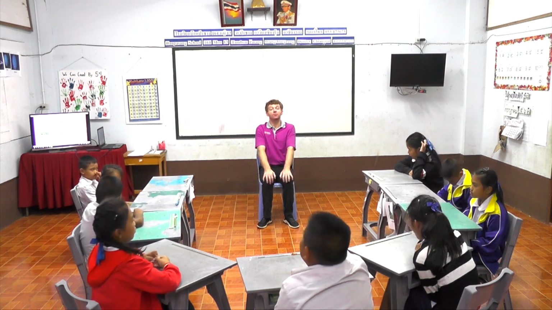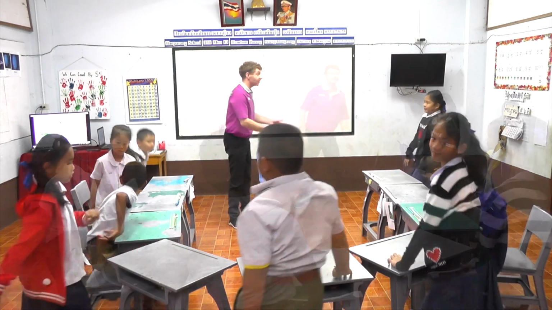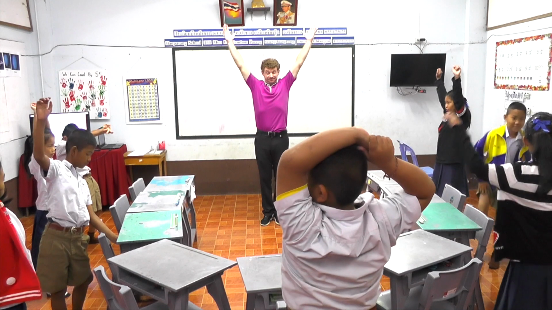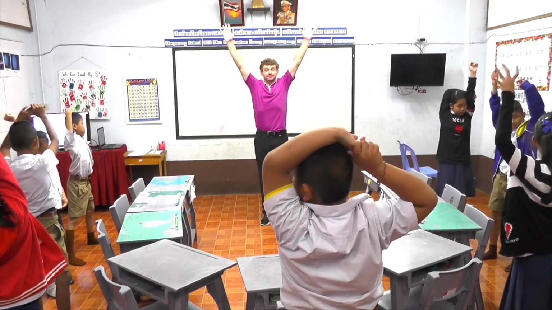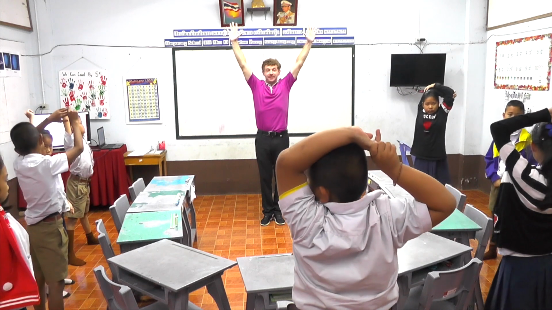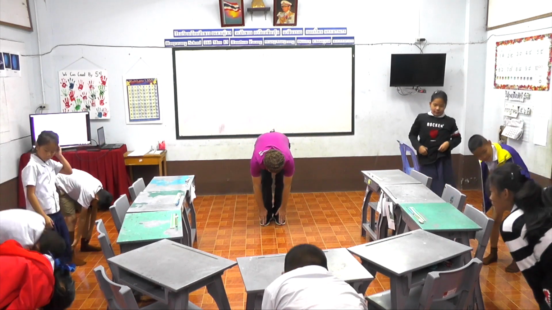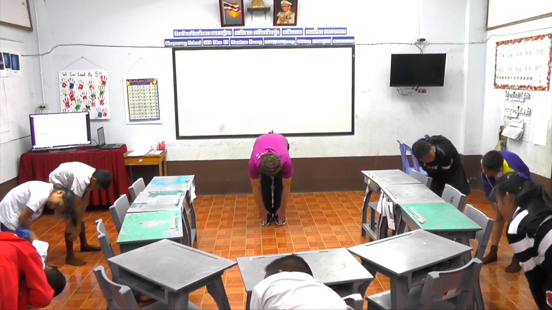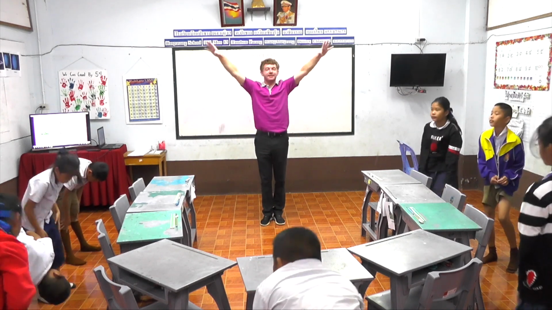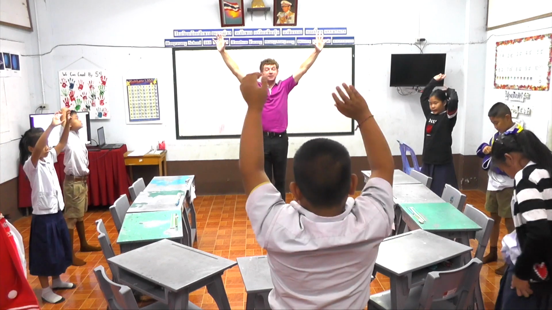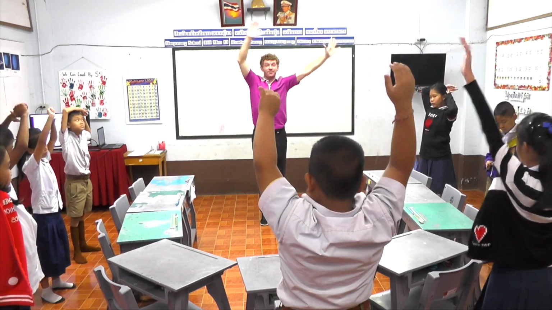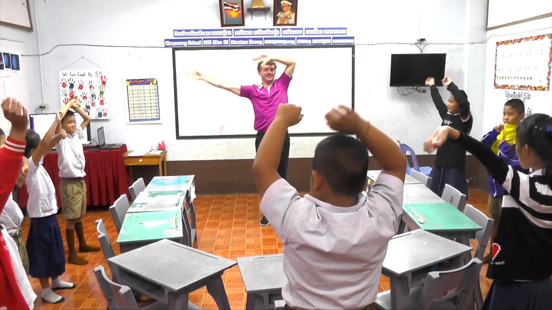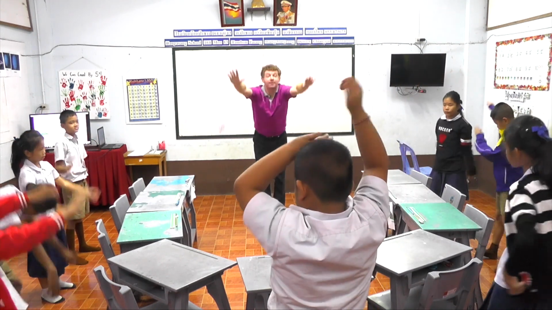Excellent. And next, we'll do our stretch sequence. So let's stand up and push in our chairs. And we'll begin by stretching up high to the sky. High as we can. And then we'll go down and touch our toes. Now, let's go back up high. And this time, can we go tippy toe high? And while we're there, let's have a wave. Wave side to side. And then back down one more time to touch your toes.